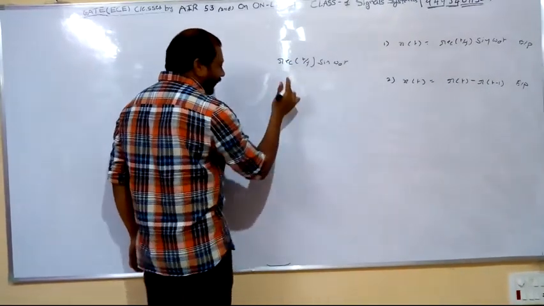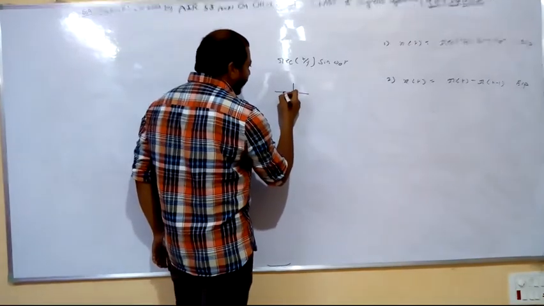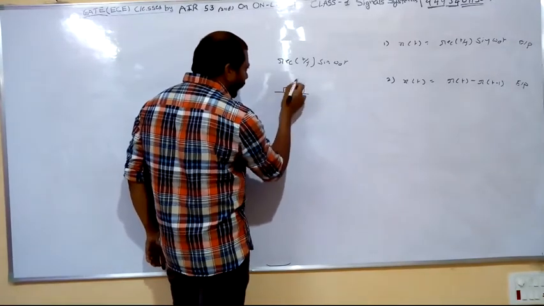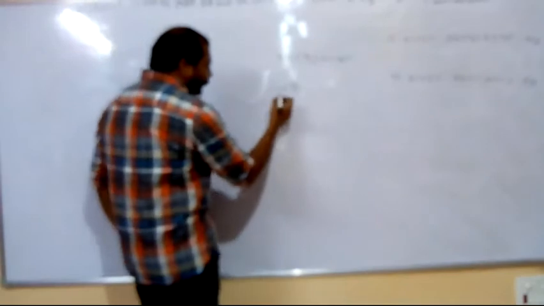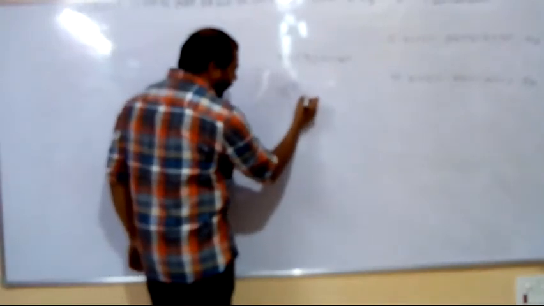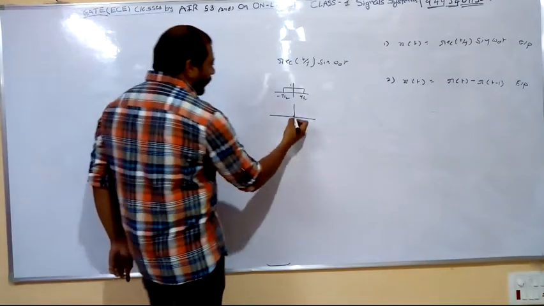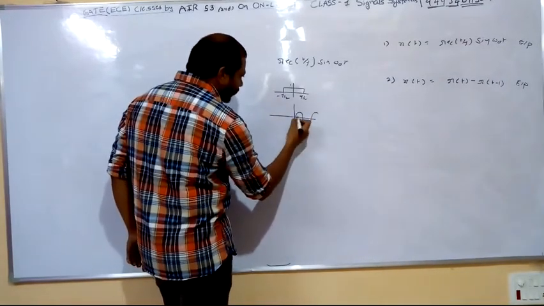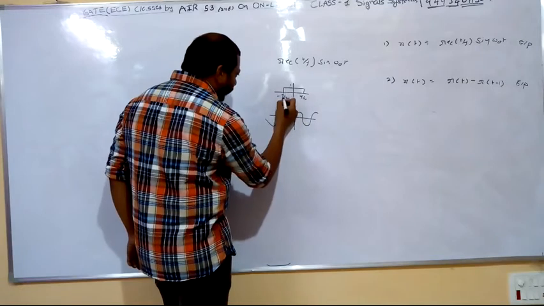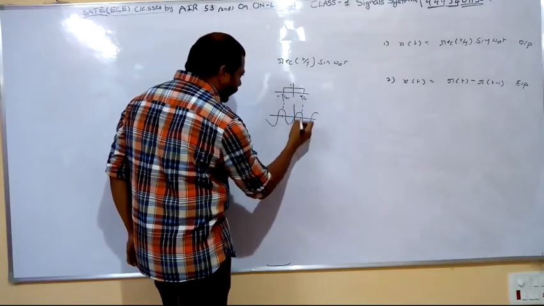Here we have to consider these two terms, and this term is to be multiplied with this one. The rectangle of t by tau, as already told, has amplitude equal to 1, and here tau is equal to the width. So this value is from minus tau by 2 to tau by 2. This is to be multiplied with the sinusoidal signal.